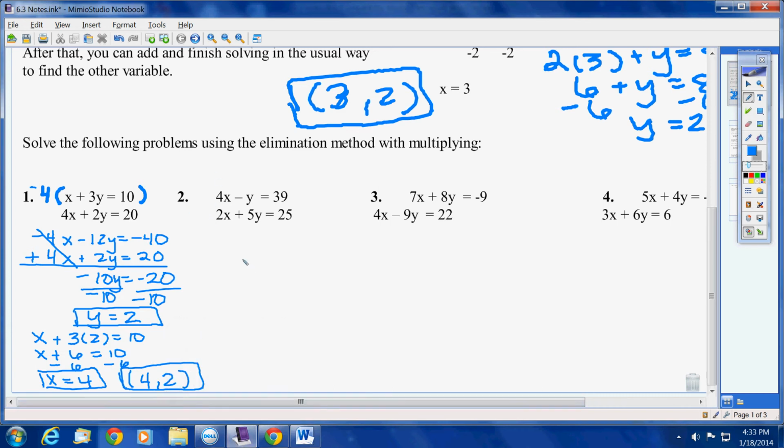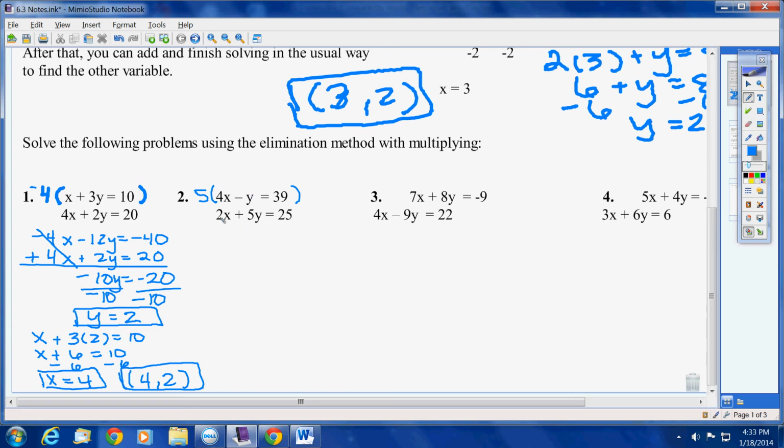Number 2, I'm going to look at my variables. I've got 4 and 2 here, and I've got 1 and 5 here. To me, it would be easier to multiply the 1 and 5 to equal each other. So that means I'm going to multiply the top equation by 5. And I want to check my signs. They're already opposite, so I don't have to multiply by a negative here.